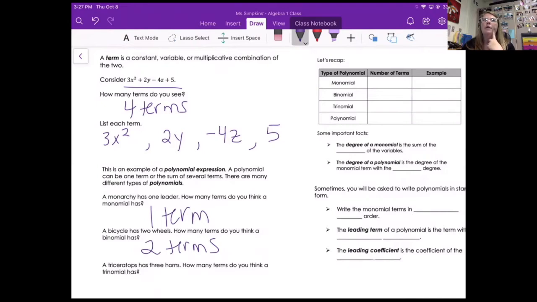Triceratops. Does anybody know what a triceratops is? Yes, a dinosaur, RIP. Has 3 horns. So trinomials have 3 terms. Mind blown, right? Dinosaurs are extinct. Welcome. If they were not extinct, then humans would probably be extinct.